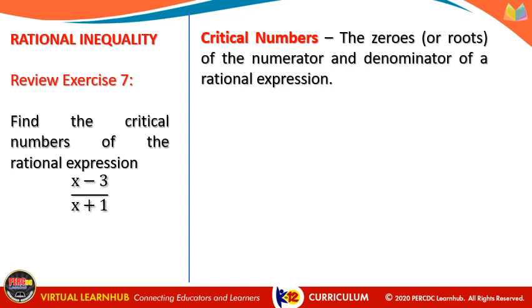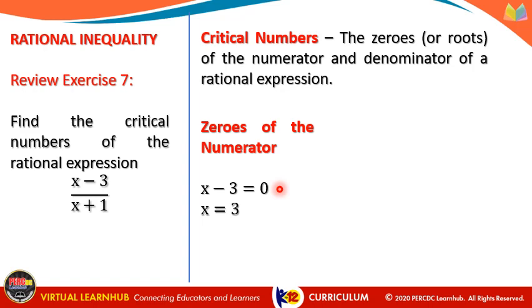Sige, unahin natin yung sa numerator. Ang numerator natin ay x minus 3. So yung x minus 3, i-equate lang natin sa 0. So you have x minus 3 equal to 0. And then ang gawin lang natin, let's solve for x. Eh di ba? Syempre, solving for x, we will get positive 3. So 3 is a critical number.